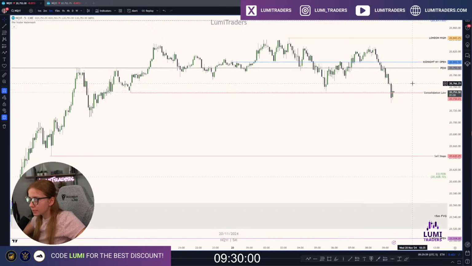Yes, I do use SMT as potential confirmation. So I already opened charts on my upper screen for SMT, to consider a potential reversal. So we will see.